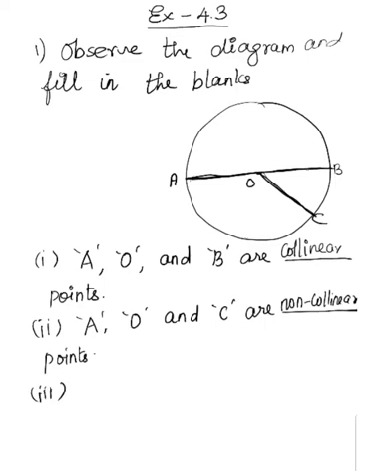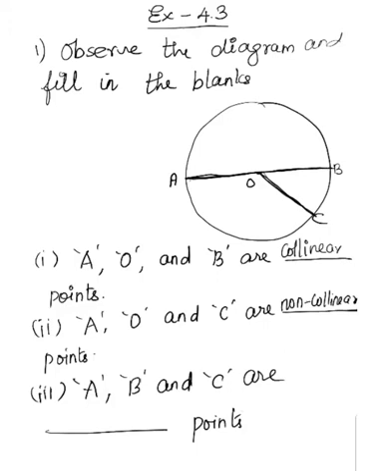The third question is: A, B and C are dash points. These are called end points. End points. So that is enough.